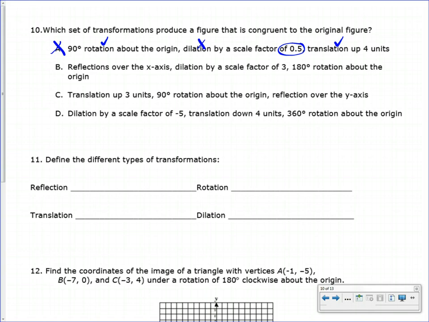A reflection, that's a flip, that's congruent. Oh, we have a dilation again, so can't be letter B. Translation, rotation, and a reflection. All three of those transformations produce figures that are congruent, so it's letter C.